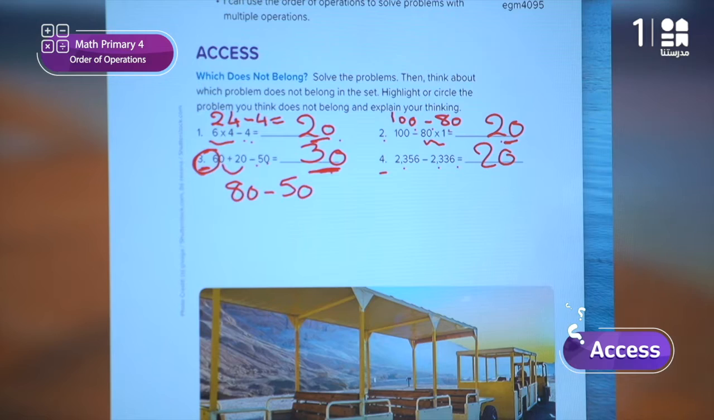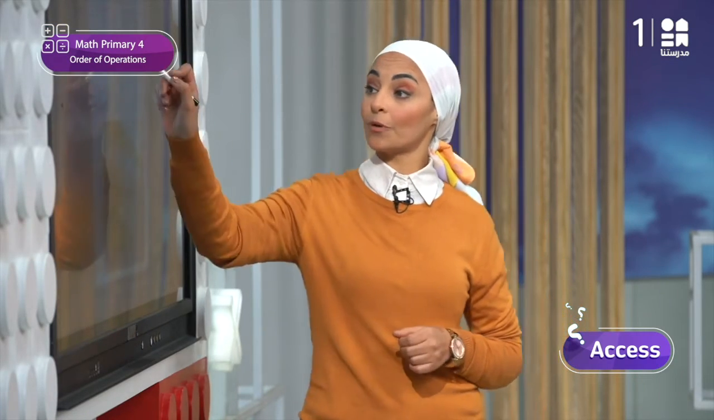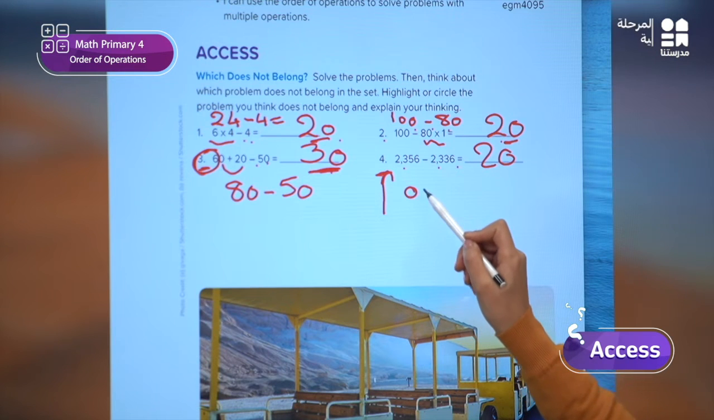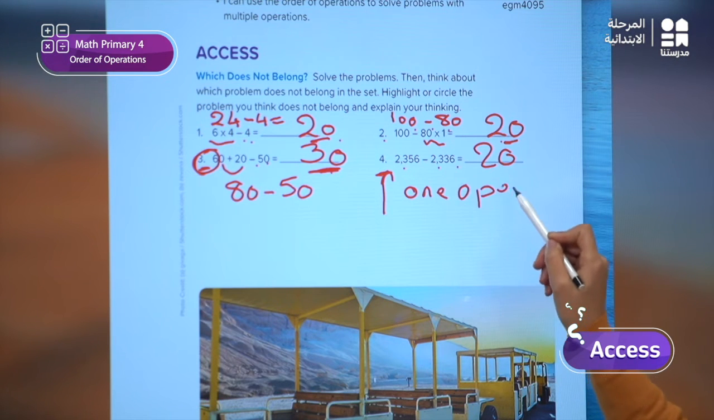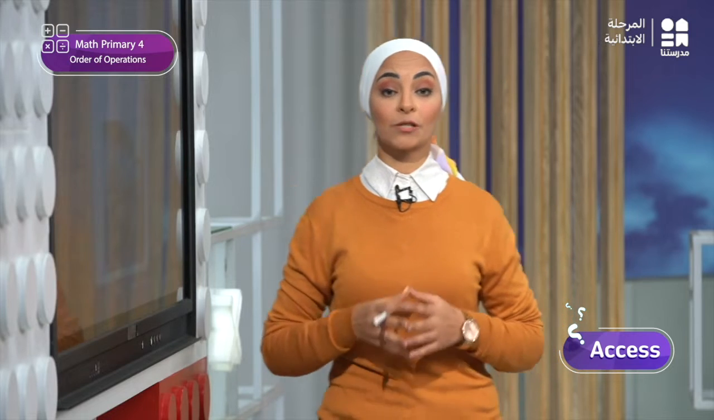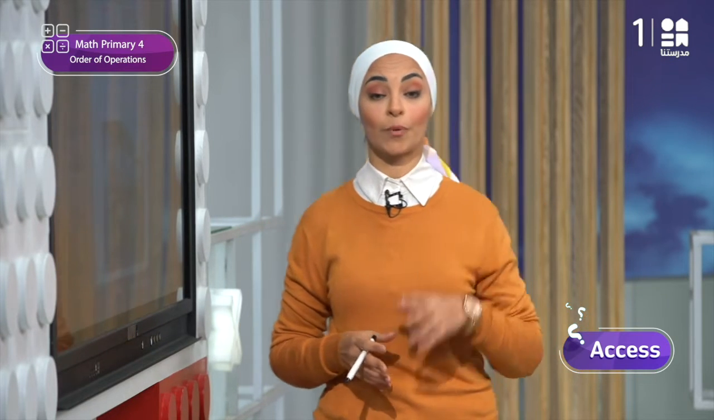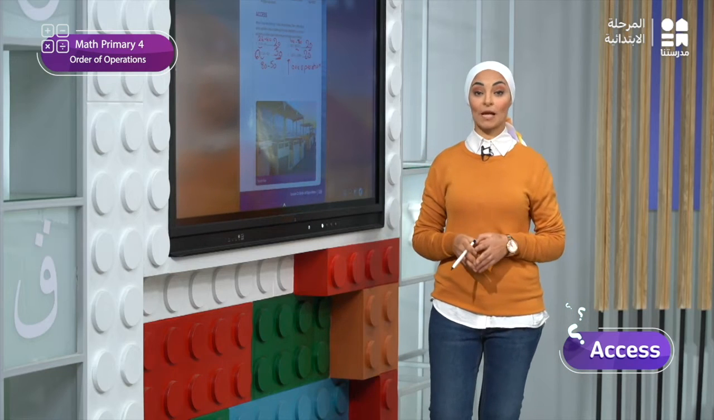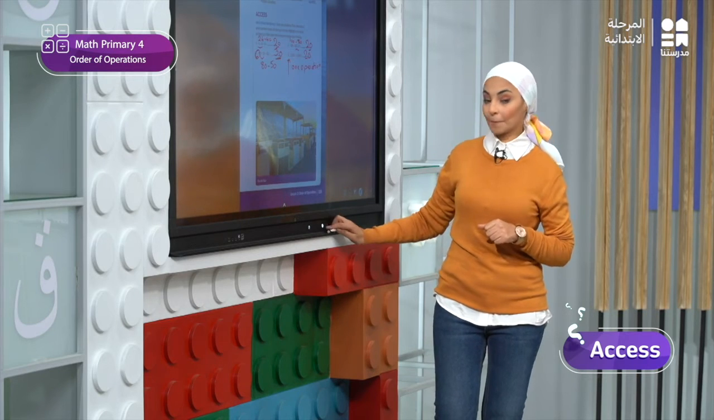Other students told me that all the problems have 2 operations except problem number 4, which has 1 operation, which is subtraction. Now all the previous problems consist of 1 or 2 operations, as you see here. But if a problem has more than 2 operations, how would we solve it? Now let's solve some examples on the board, which is 3 times 9 minus 7. Let's solve it together on the board.